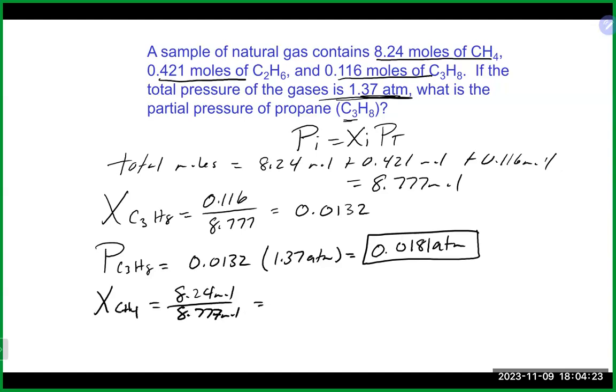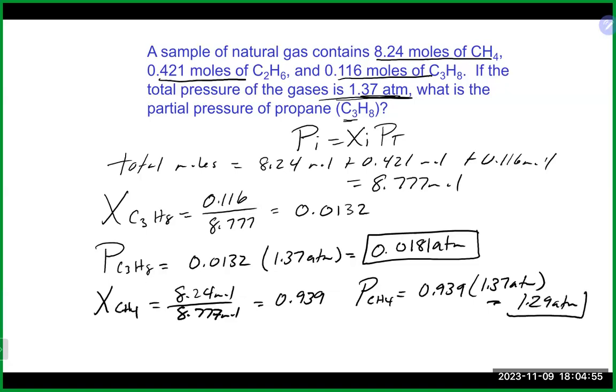And for methane here, that's going to give us a mole fraction of 0.939, basically 93% or 94%. We then could put that into our equation for methane if we were interested in it. And that would give us 0.939 times our 1.37 atmospheres, which is approximately 1.29 atmospheres. So that would be our partial pressure of methane.